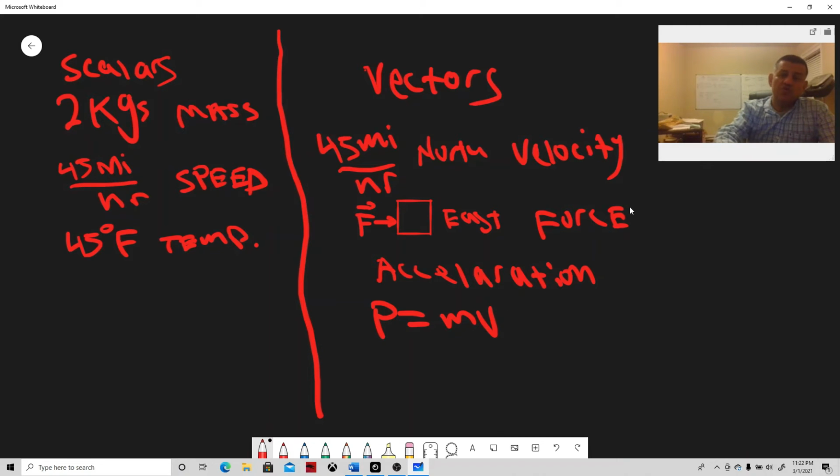So there are a lot of areas where you can go and investigate these things. But again, this is just a brief introduction. So these are a few of the scalar quantities and vector quantities.